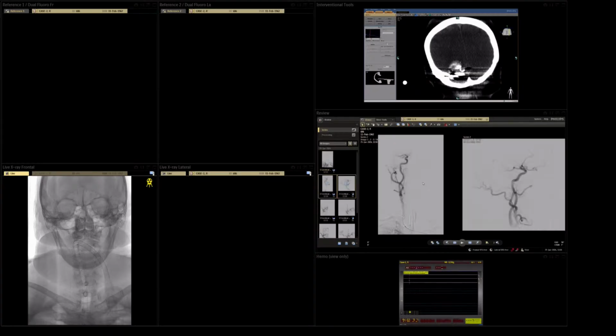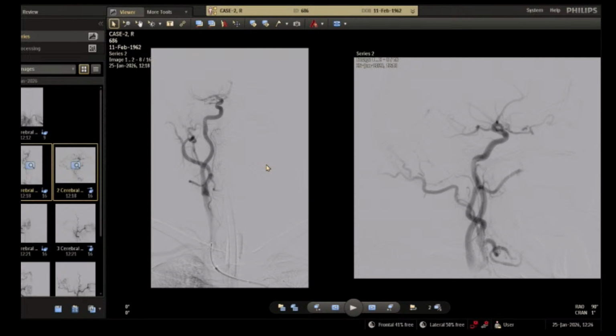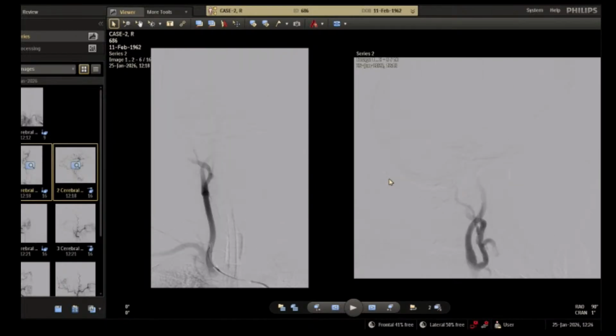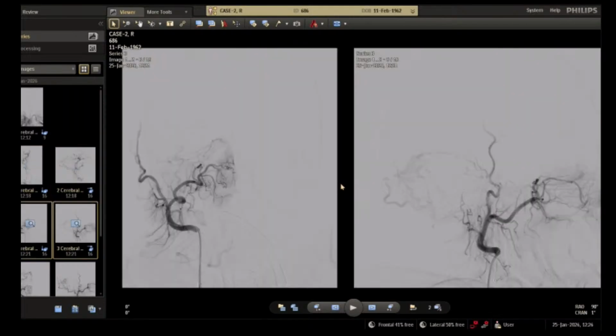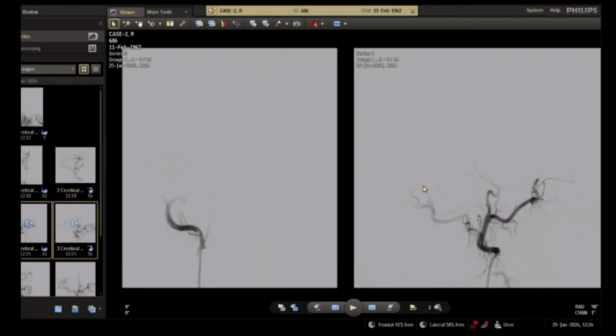Okay, Abzal is continuing the case. Now it's more comfortable. This is a common carotid and the vertebral artery, mostly common carotid. We did this more selective angio.